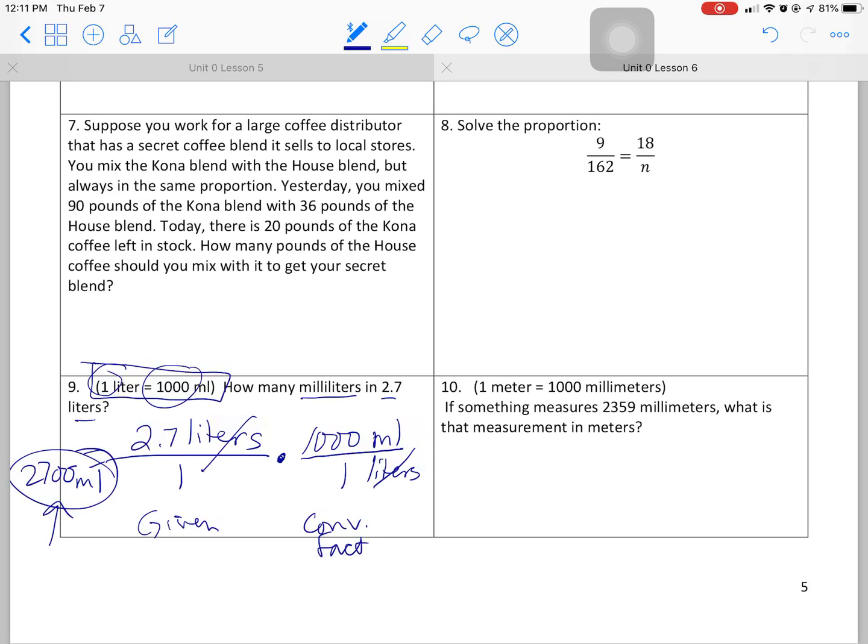So let's go over here. Something measures 2,359 millimeters. You can write out the whole thing. I don't need proper abbreviations. You can just write out millimeters. Put a little dot, put that over 1. What is the measurement in meters? So I want to get rid of millimeters, and I want meters instead. I look up at the conversion factor, and it says the 1 goes next to the meter, and the 1,000 goes back to the millimeter. So this is going to be 2.359, and I have to stop the tape.